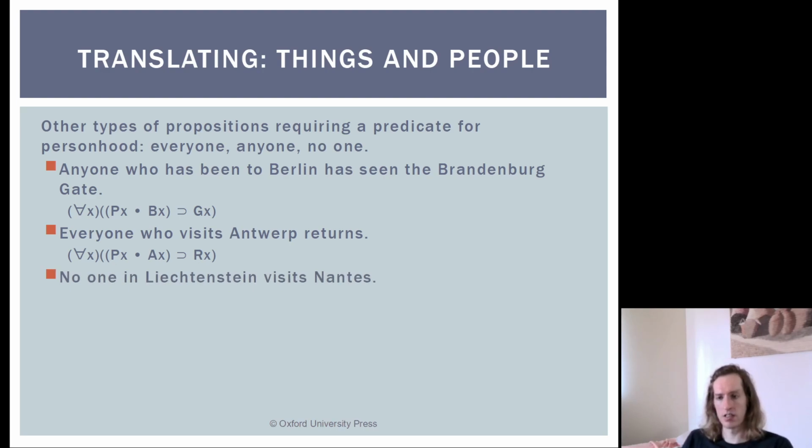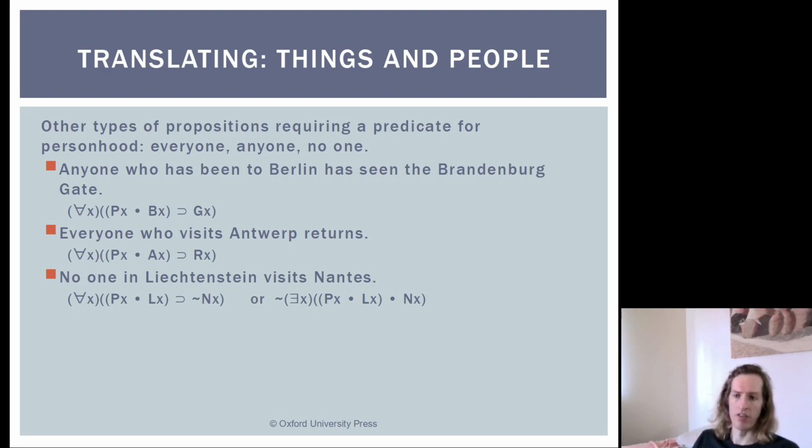No one in Liechtenstein visits Nantes. So there are two different ways we could express this. In the first case, it's for all x's, if x is a person and x visits Liechtenstein, then it is not the case that x visits Nantes. So we could express this in a universally quantified way, which is for all objects, if these two properties are true, that x is a person and x visits Liechtenstein, or that it is in Liechtenstein, then it is not the case that they visit Nantes.